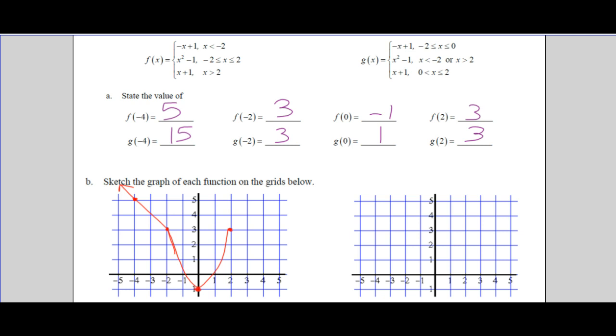And again, all right, so what's happening at 2? That's 3 and that's 3, right? So yes, there's kind of an open dot for the one and a closed for the other. And what are we doing? X plus 1, so just going to go like this, right? Okay, so this is f of x.